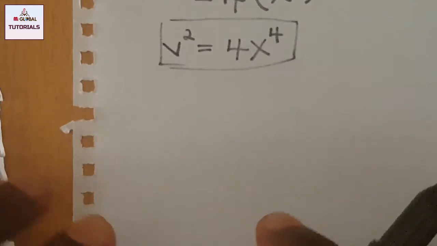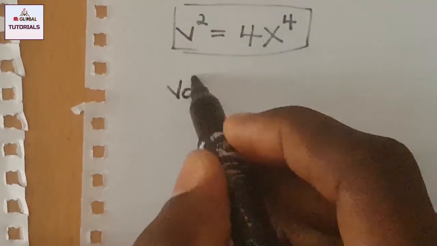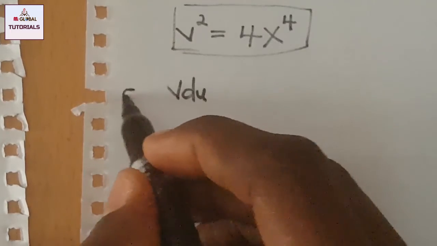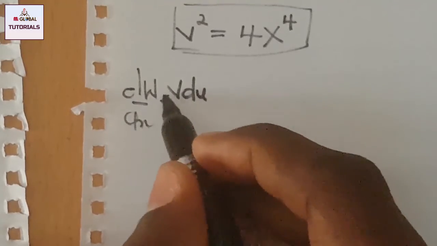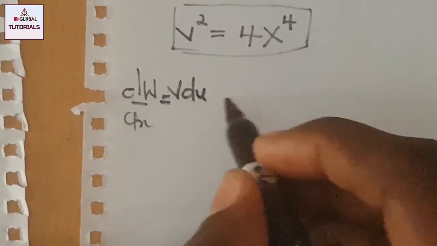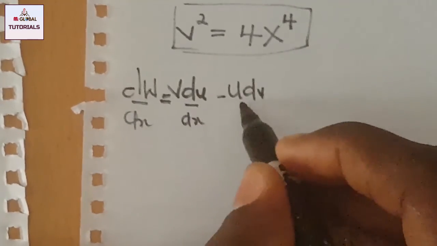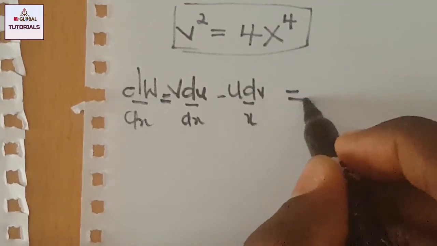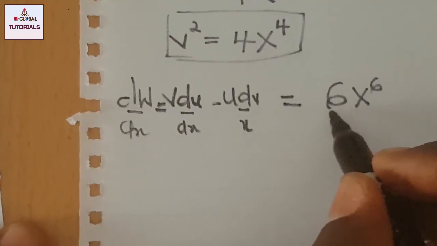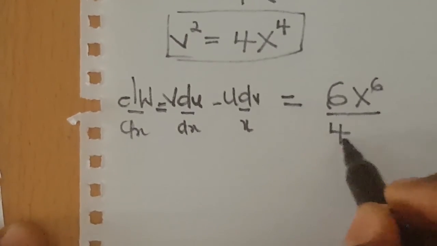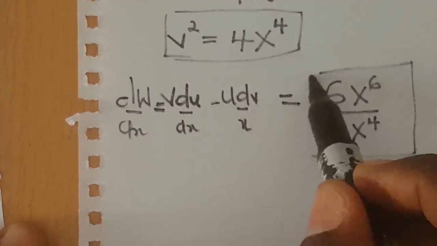Let's go and fix it into the general rule. General rule says dw over dx is equal to v du minus u dv, all with respect to x, is equal to 6x exponent 6 over 4x exponent 4. So this is our final answer.